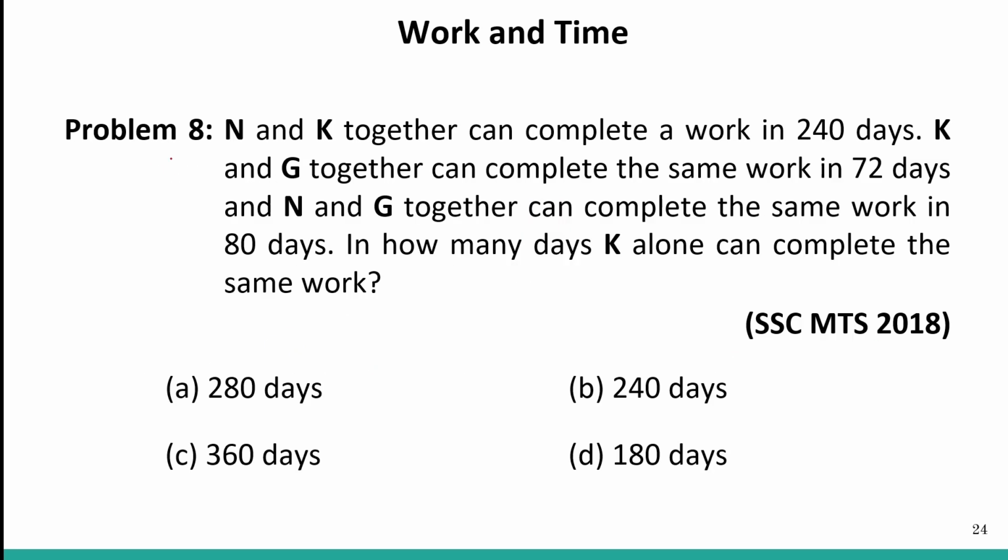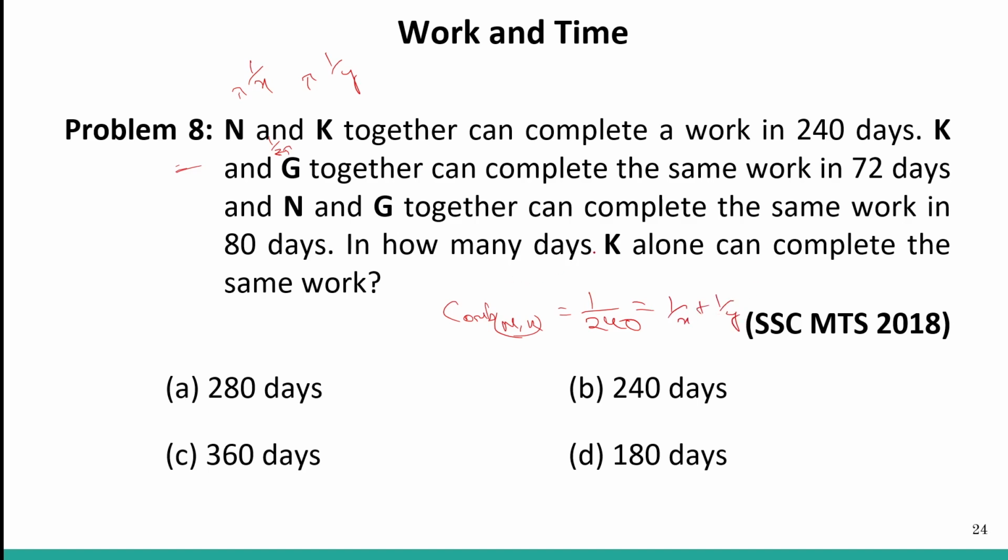So let's see problem number 8. N and K together can complete a work in 240 days. So the combined work rate of N and K is equal to 1 by 240. Let N's work rate be 1 by x, K's work rate be 1 by y, and G's work rate be 1 by z. Let it be like this. So this is equal to 1 by x plus 1 by y, right?